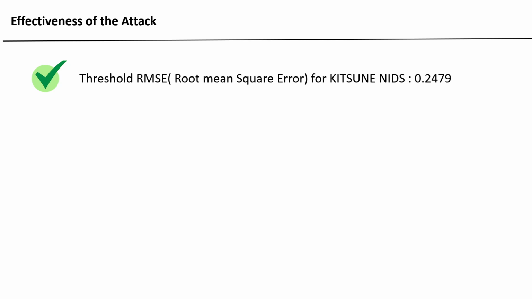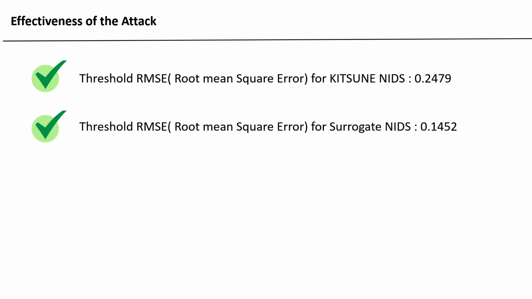Now let's come to the effectiveness of the attack. The following points show that the attack we have performed is effective. First is the threshold for the Kitsune NIDS, and this is the threshold for the surrogate NIDS. As you can see, both thresholds are quite close to each other. This shows that the behavior of the surrogate model is very similar to that of the Kitsune NIDS model.